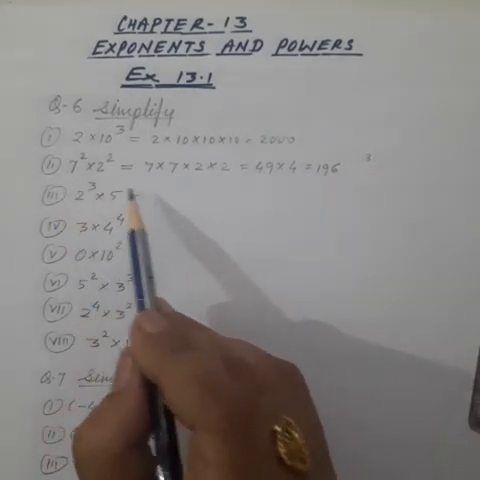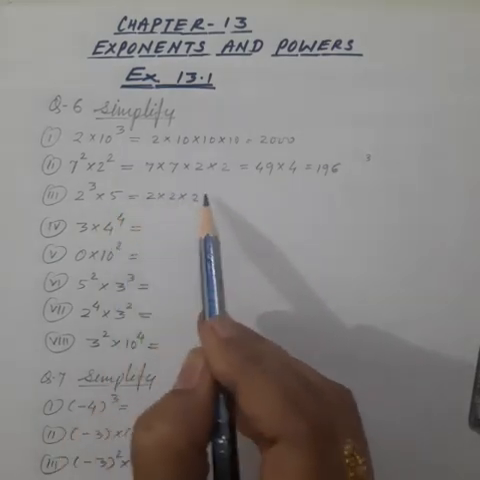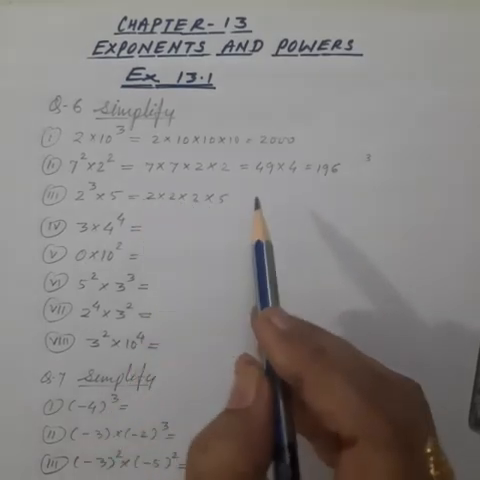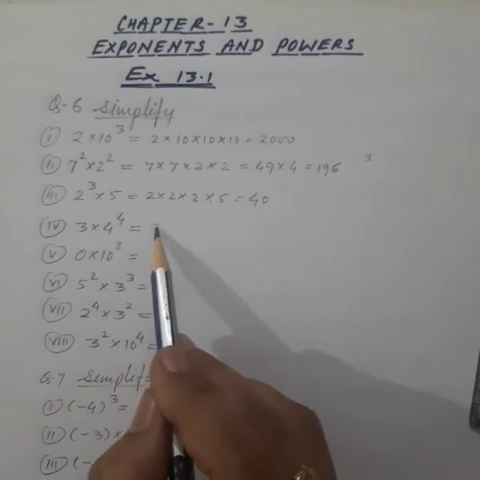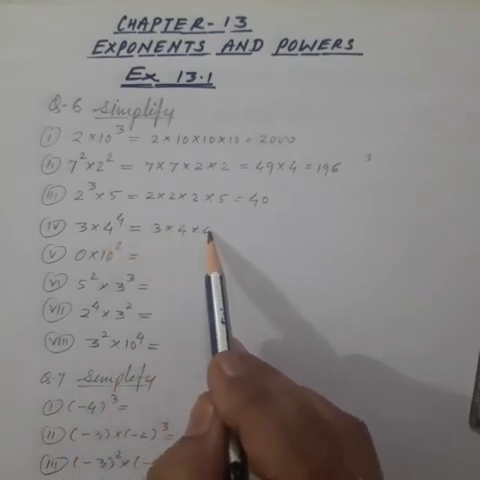Third, 2 cube. 2 is repeatedly multiplied by itself 3 times, and 1 time 5. 5 twos are 10, 10 twos are 20, 20 twos are 40. Fourth, 3 into 4 is repeatedly multiplied by itself 4 times.